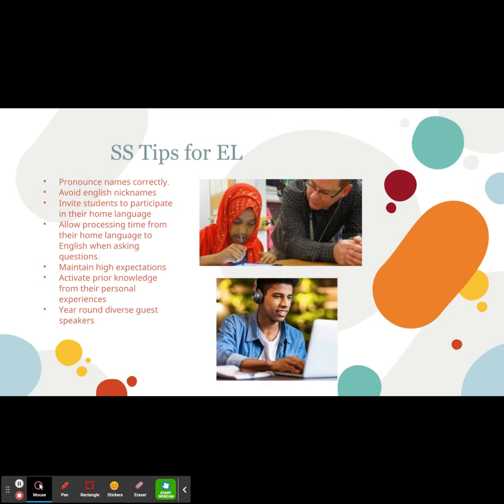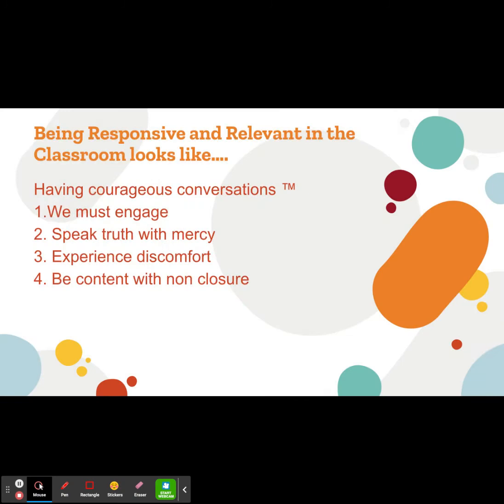Allow proper processing time from their home language to English when asking questions aloud in call or response mode. Maintain high expectations. Be sure to activate prior knowledge from their personal experiences that relate back to the curriculum. And make sure the guests in your classroom that are speakers or just coming in to present are diverse any chance you get.